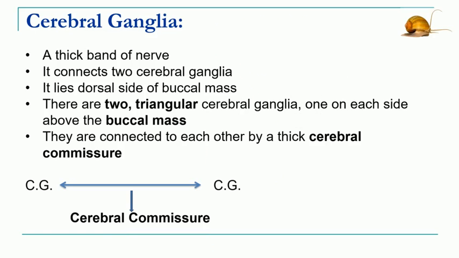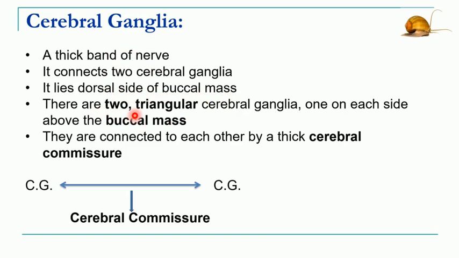So how does this cerebral ganglion look? It is a thick band of nerve. Now these are connected by the commissure. So this commissure connects two cerebral ganglia. The cerebral ganglia are present on the dorsal side. We have already seen in the previous table of the buccal mass.